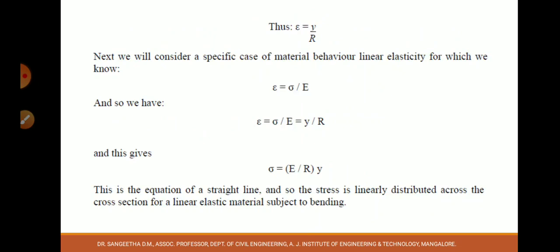Next, we will consider a specific case of material behavior, linear elasticity, for which we know strain is equal to stress divided by Young's modulus of elasticity. Strain is equal to sigma by E. Epsilon, the strain, is y by r. This means stress is equal to E by r into y. This is the equation of a straight line, and so the stress is linearly distributed across the cross section for a linear elastic material subjected to bending.